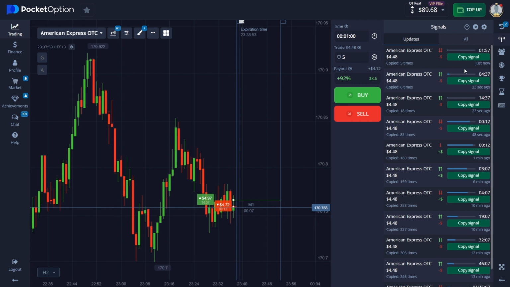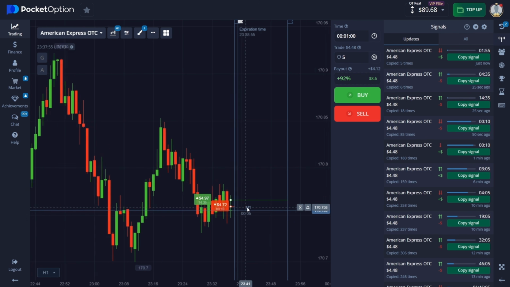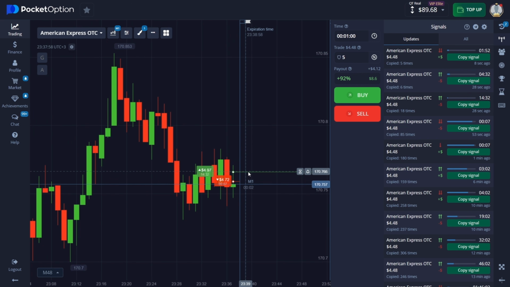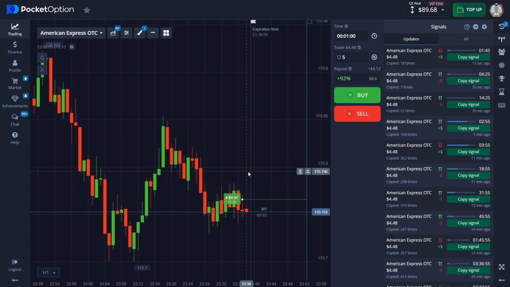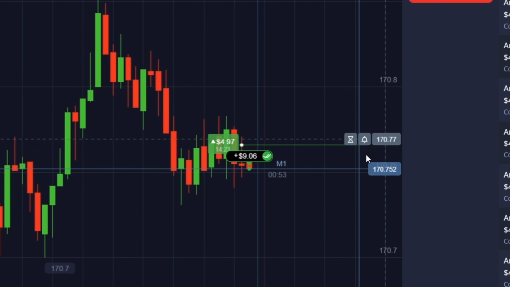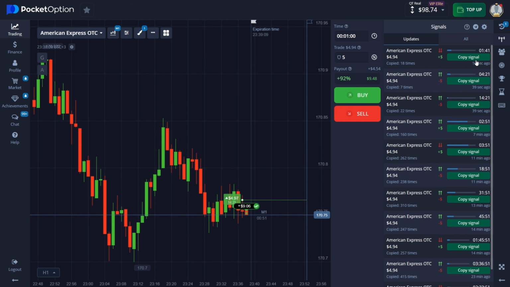The trade is currently in our favor, but we still have 10 seconds left. Only a few seconds left and we won our next trade. Now let's find another trade.